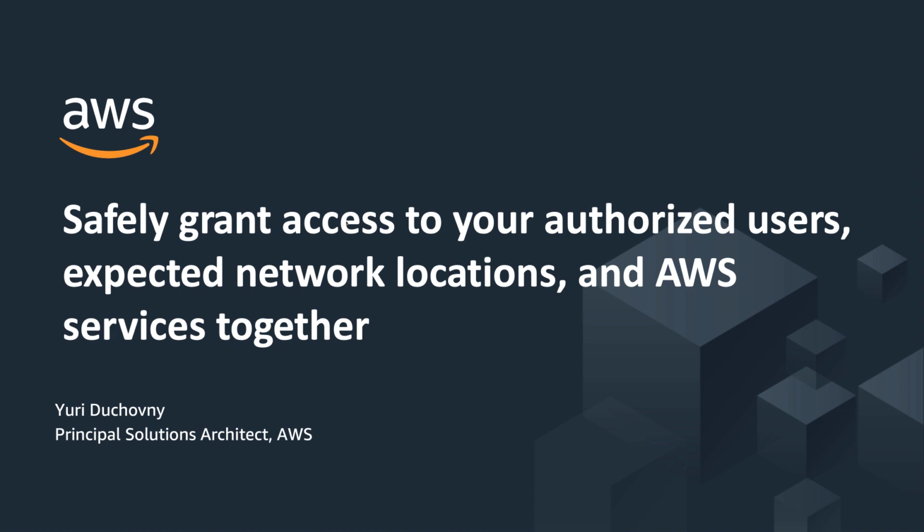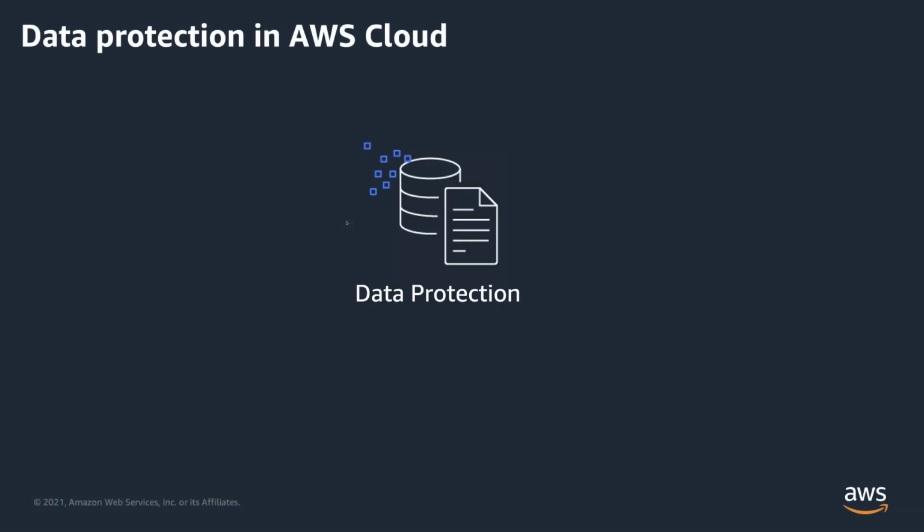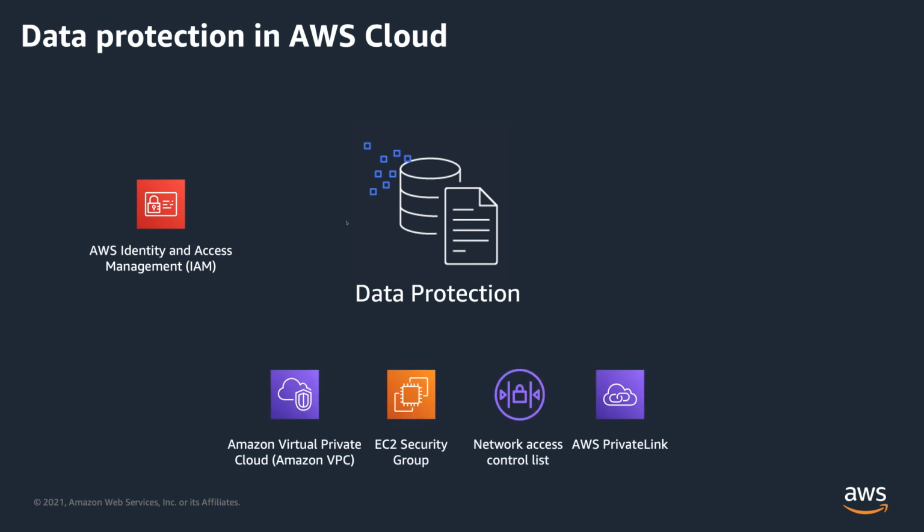Today I will show you how you can use the new AWS principal is AWS service global condition key to safely grant access to your authorized users, expected network locations, and AWS services together. When you are storing data in AWS Cloud, you are looking for proper data security controls such as identity and access management, network security, and encryption.